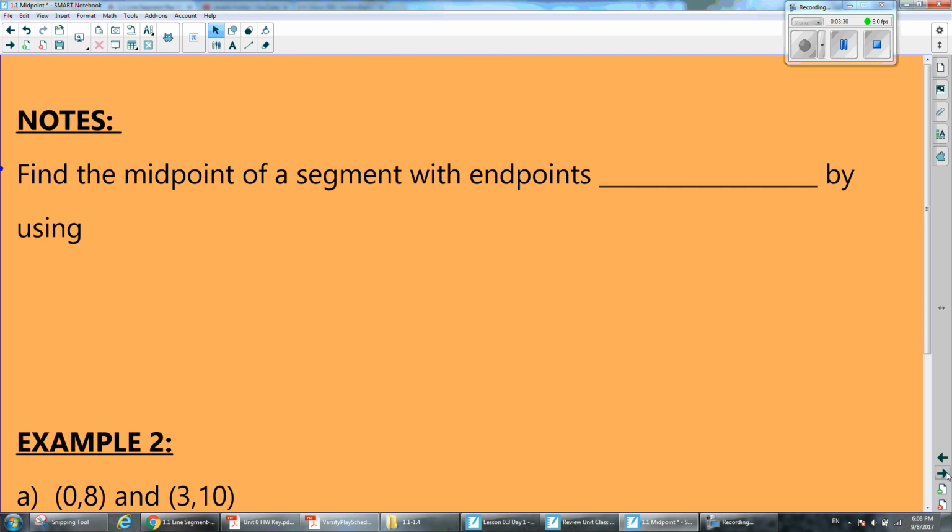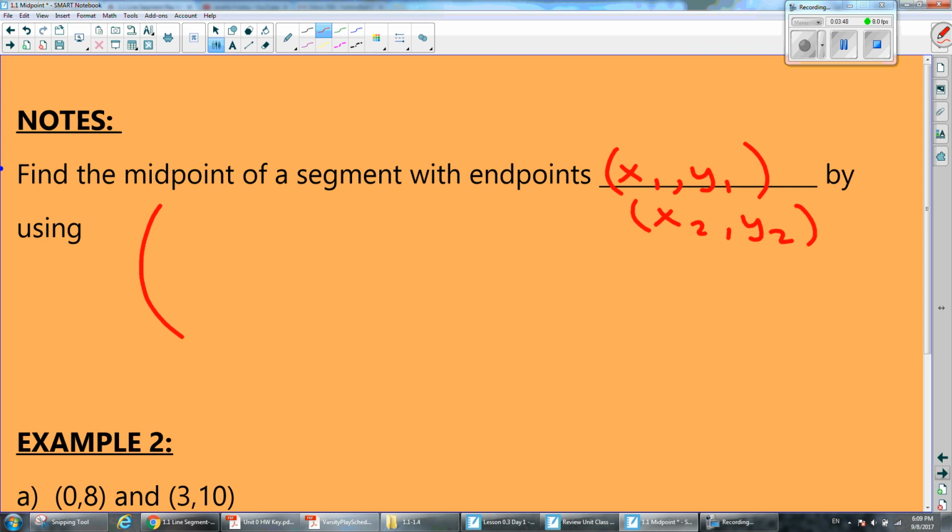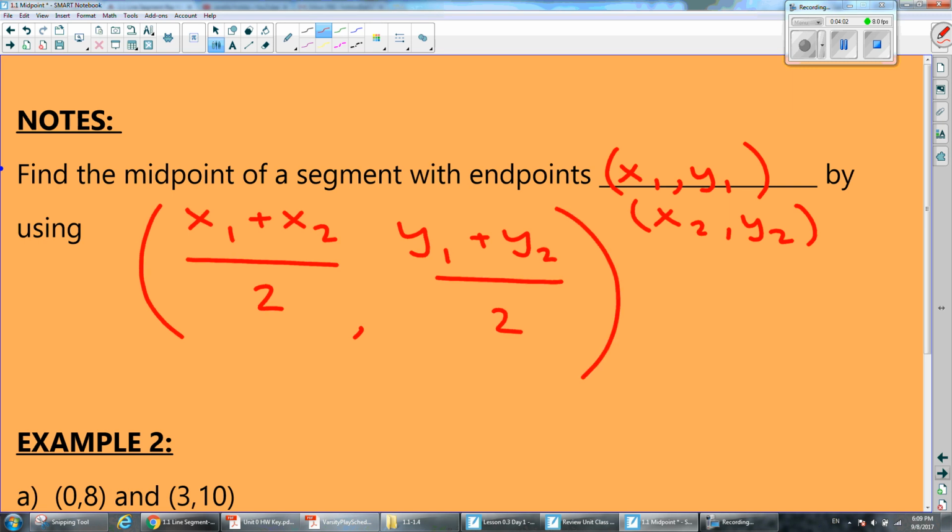So we're trying to find the midpoint of a segment with endpoints x1, y1, and x2, y2. You should have seen these before when you were calculating slope. We do it by using the average. So we're going to add up the x variables, divide by 2. We found the average of the x's. We're going to find the average of the y's. That way we'll find the midpoint right in the middle.